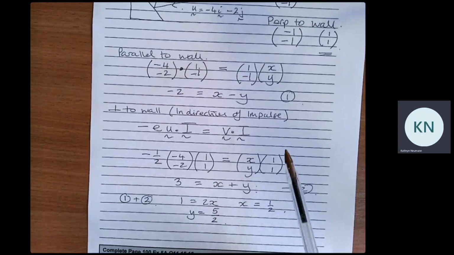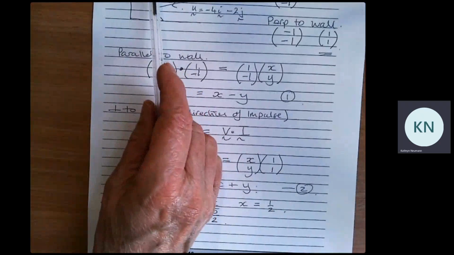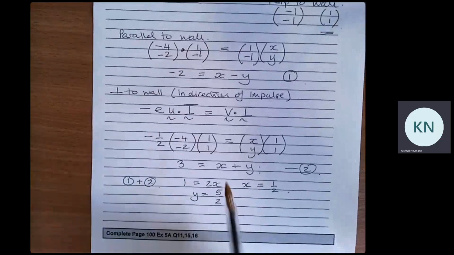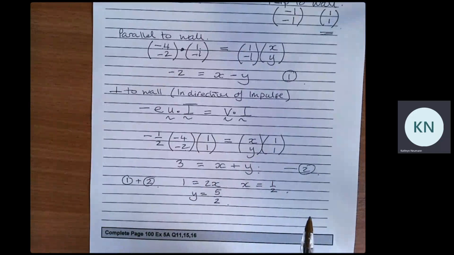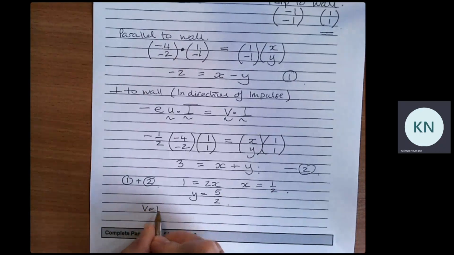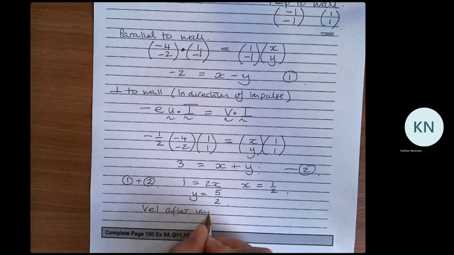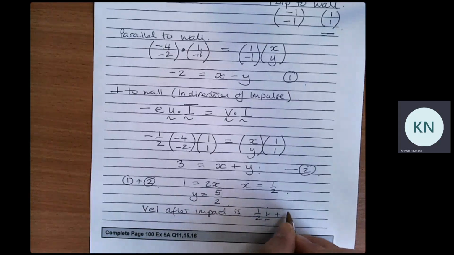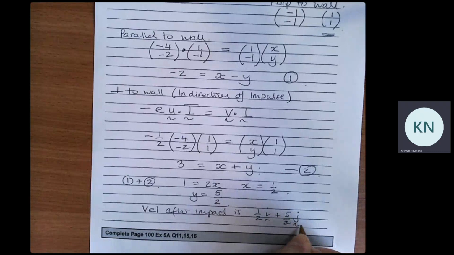Now, the question has given you velocities in terms of i's and j's. So we need to give our answer in terms of i's and j's. It's absolutely fine to work in column vectors, and probably in the exam you would be all right if you gave your answer as a column vector, but just to be absolutely sure, I would say velocity after impact is a half i plus 5/2 j. And just check you're finding the velocity and not the speed. Obviously, if we needed the speed, we would square and add and square root the components.